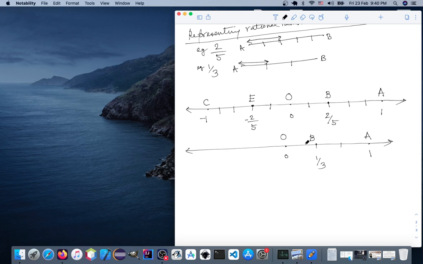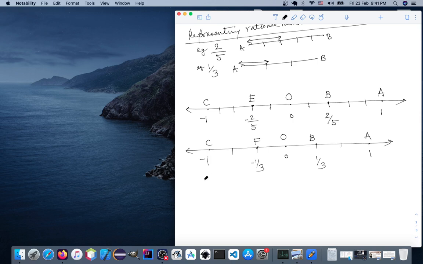So the same thing, if I want to represent minus 1 by 3 on the second number line, we will consider a unit distance. We will consider the C as minus 1, and then we will divide OC into 3 equal parts, 1, 2, 3, and then let's say this point is F. So F now denotes the rational number minus 1 by 3 on the number line. So this is the basic concept.